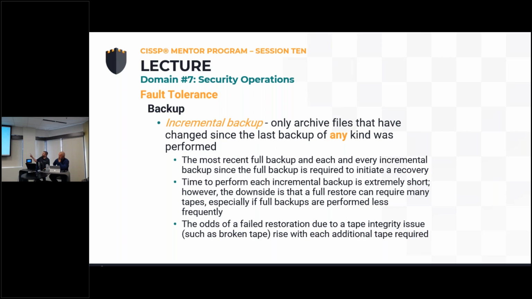Incremental only archives the changes since the last backup of any kind. That's really key. So incremental is going to be what's changed since my last backup. I don't care if it was a full, whatever kind it was, I'm just going to back up what's changed since then. So this will be the fastest, because we're backing up the smallest amount each time. But if we have to recover, it's going to take more. So we need the last full plus every incremental up to the point of recovery. Does that make sense?